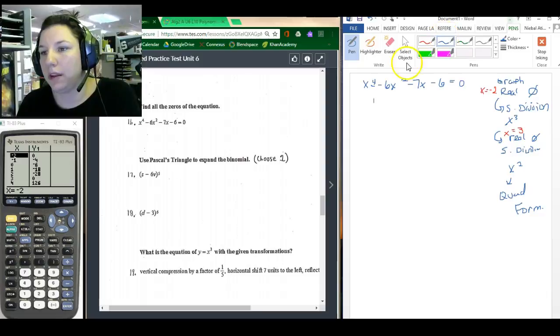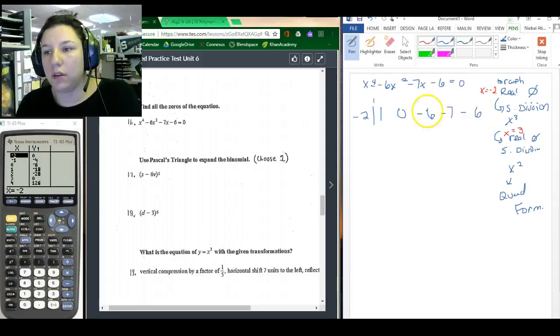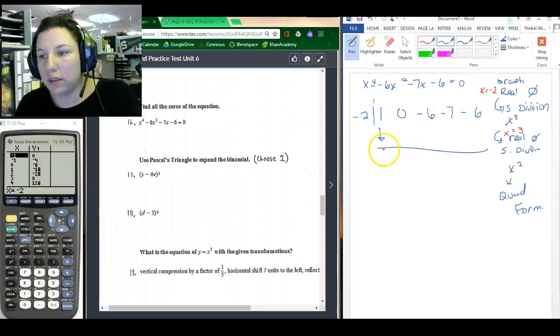So let's start with the -2. So we have 1, x to the 4. There is no x cubed, so we need to put a 0. Then we have x squared, our x, and our 6. So 4, 3, 2, 1, 0. Okay, bring the first one down.